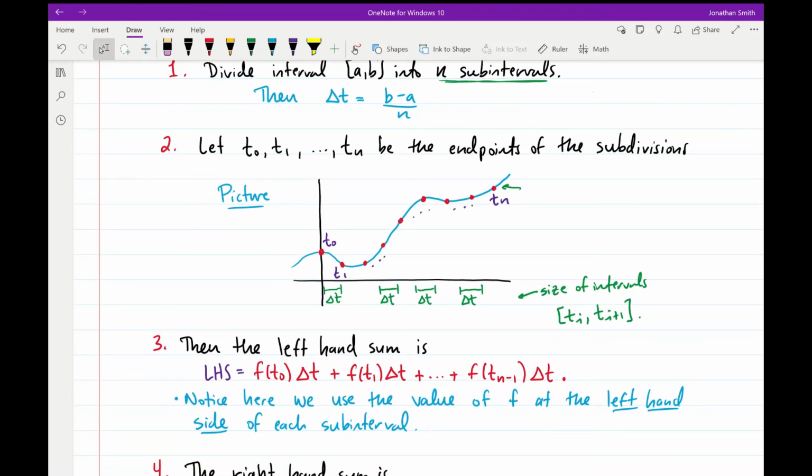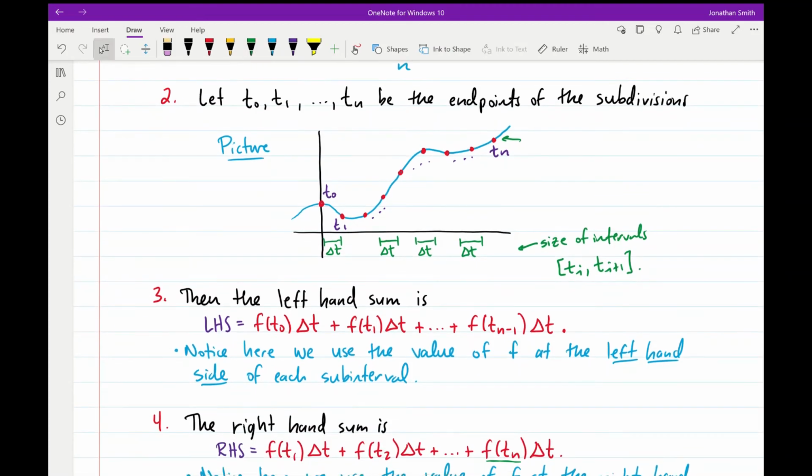From there, we can let t naught, t1, dot, dot, dot through t sub n be the endpoints of each of these subdivisions that we're breaking into. And the corresponding picture would look like this. So we have our function f of t is the blue curve in the coordinate plane here. And then we're breaking up into n different intervals, subintervals, with t naught, t1 up through t sub n being each of the endpoints of these intervals. And the length of each of those intervals is going to be delta t.